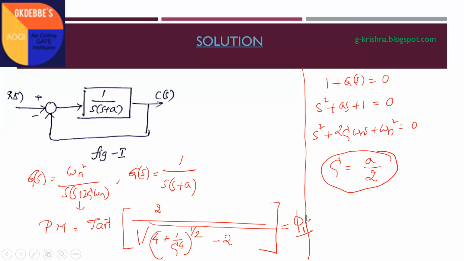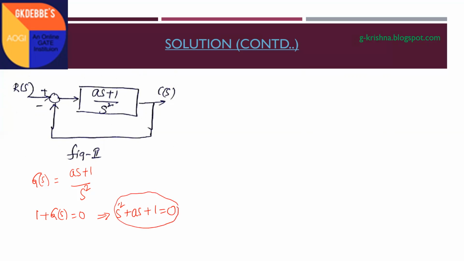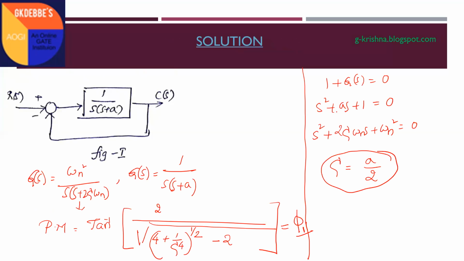Okay. Let us go to the second system. The second system is also a second order system, but not the standard second order model. See the open loop transfer function, which is not your standard second order model, but it is a second order system only, whose characteristic equation will be s square plus as plus 1 equal to 0. This characteristic equation of your second system is same as your first system.